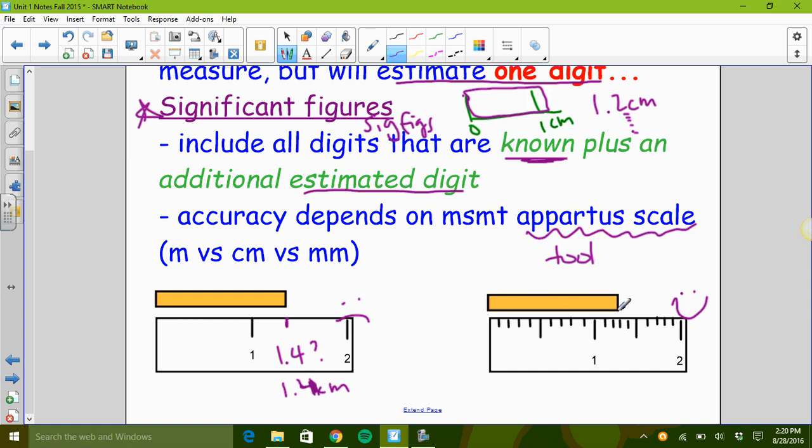But this great ruler, it says it's 1.3 exactly is what it looks like, because that's what this 3 mark is. But then I have the power to estimate one more digit. 1.30. That gives me the estimated digit of 0, whereas my estimated digit over here is 4. This one is more accurate because I am closer to the actual value.